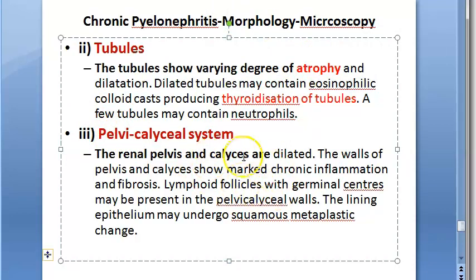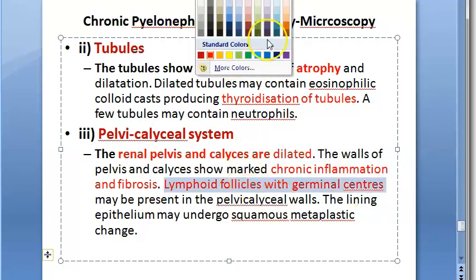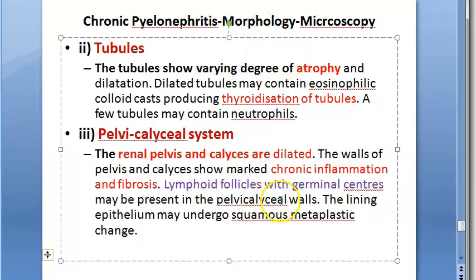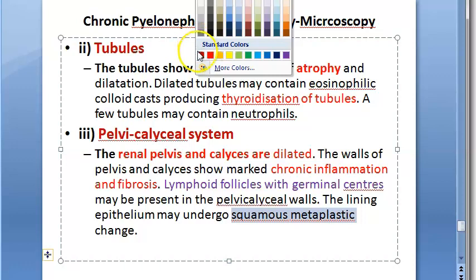Pelvicalyceal system. So what happens to the pelvicalyceal system? The renal pelvis and calyces are dilated. This you already know. They will again show chronic inflammation and fibrosis. Lymphoid follicles with germinal centers can be present. Interesting. The epithelium can undergo squamous metaplasia. So there can be squamous metaplasia also.